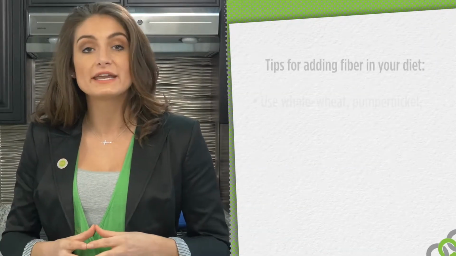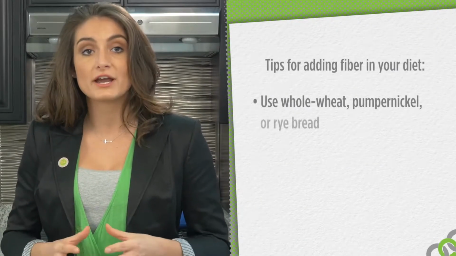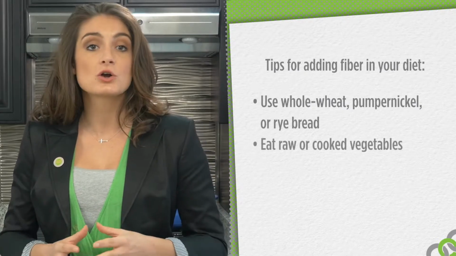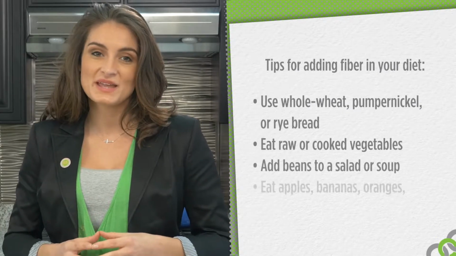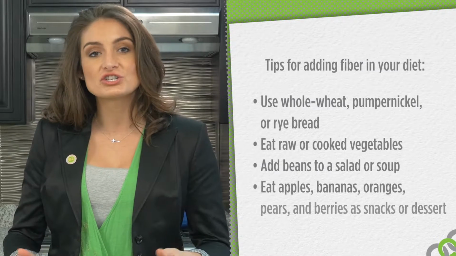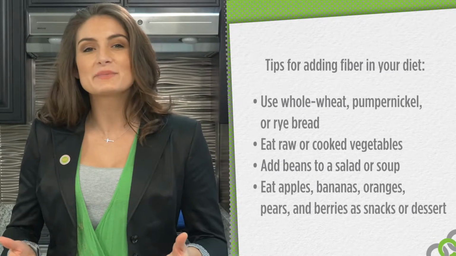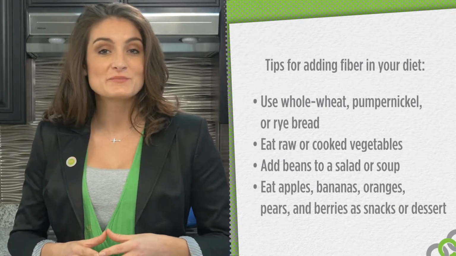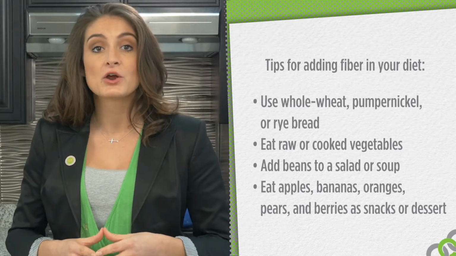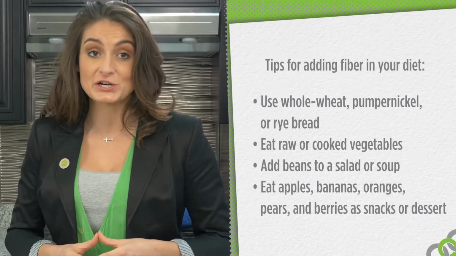your meals today. A sandwich made on whole wheat, pumpernickel, or rye bread. Any raw or cooked vegetables. Beans added to a salad or soup. Try a piece of fruit, such as an apple, banana, orange, pear, or berries for snacking or dessert.